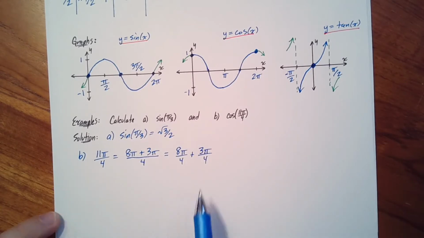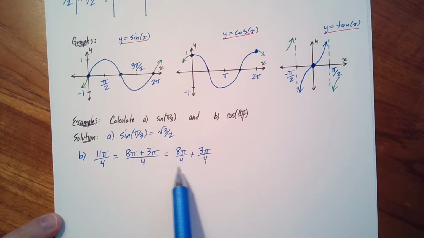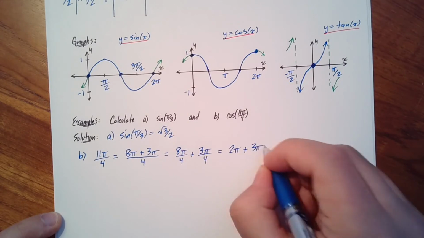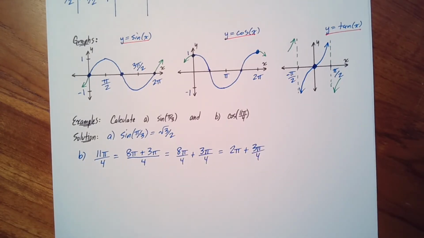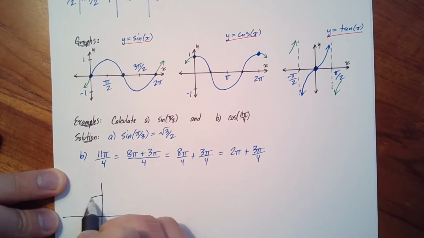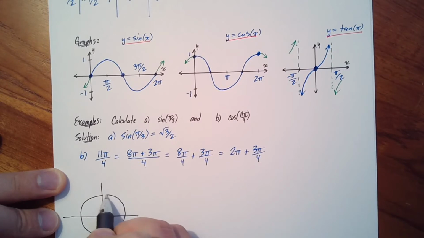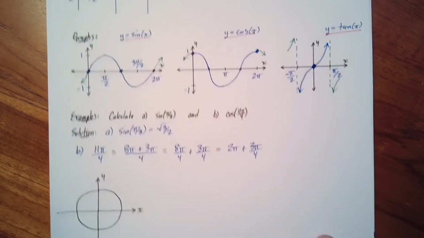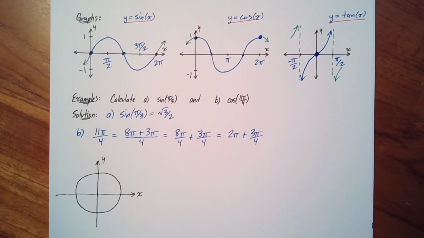Okay, and why did I do that? Why did I break the 11 into 8 plus 3? Because 8 is a multiple of 4, so this actually reduces really nicely, and I get 2 pi plus 3 pi over 4. And if you think about it, let me draw a sketch of the unit circle down here. Because remember, in order to evaluate trig functions at angles, we need to be able to find the coordinates of the terminal points. That's really what this comes down to.